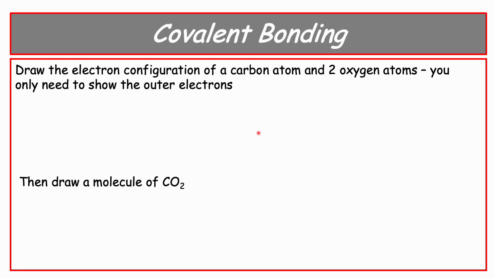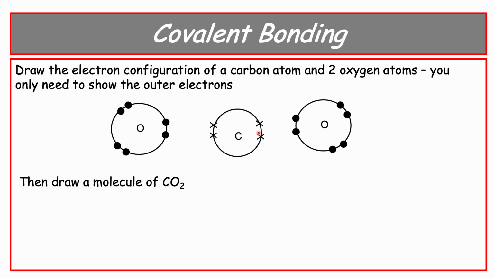Carbon is in group 4, so has 4 electrons in the outer shell. Oxygen is in group 6, so has 6 electrons in the outer shell. And I've used dots to show my electrons of oxygen and crosses to show my electrons of carbon. If carbon's in group 4, that means it needs 4 electrons to get a full outer shell. Therefore, carbon can make 4 covalent bonds. Oxygen, on the other hand, needs 2 electrons to get a full outer shell, so each oxygen can make 2 covalent bonds with carbon.